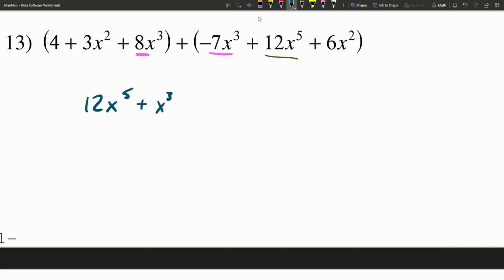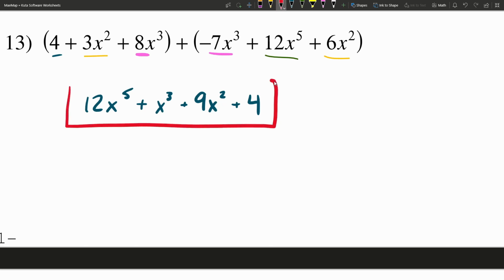After that, looking for our next highest degree is a degree of 2, which occurs in both polynomials that we're combining, the 3x squared and the 6x squared, combined with addition, is going to be a 9x squared. And then lastly, we just have this constant that we'll add on to the end. So 12x to the 5th plus x cubed plus 9x squared plus 4 is our solution for number 13.